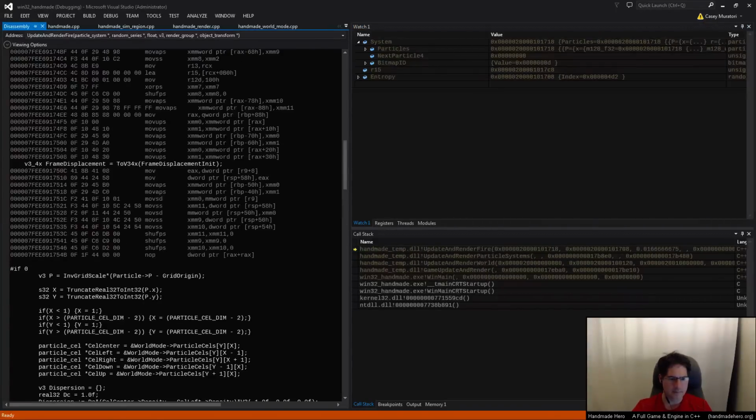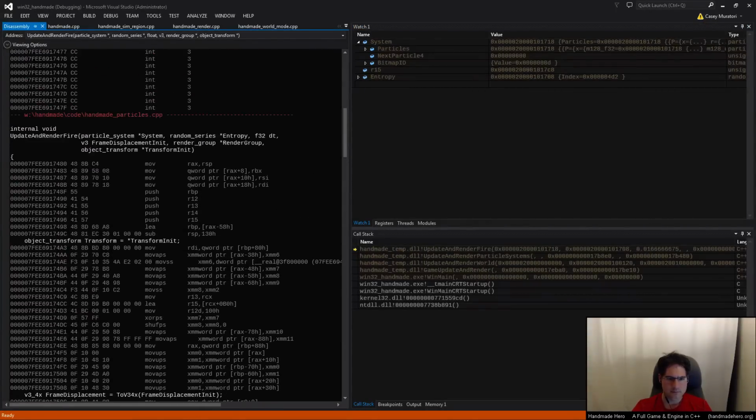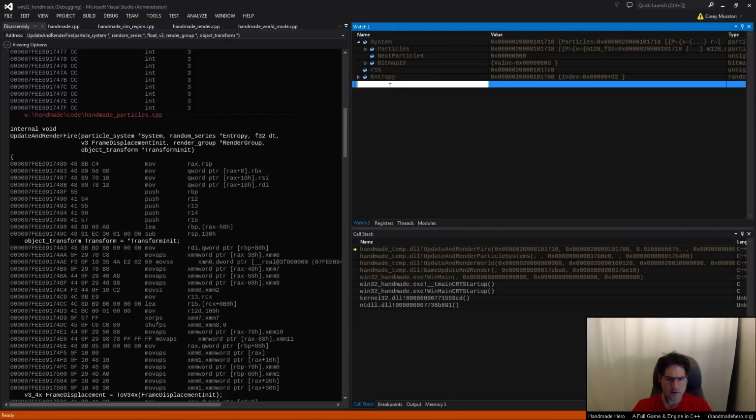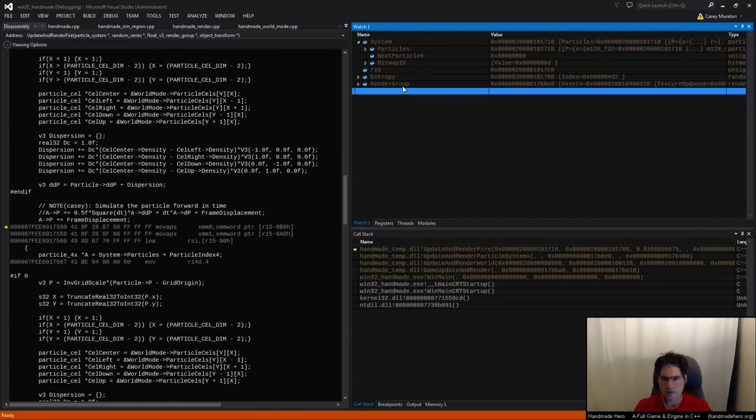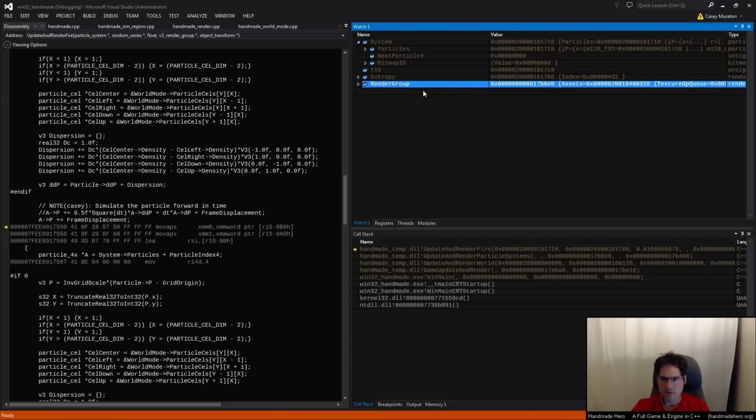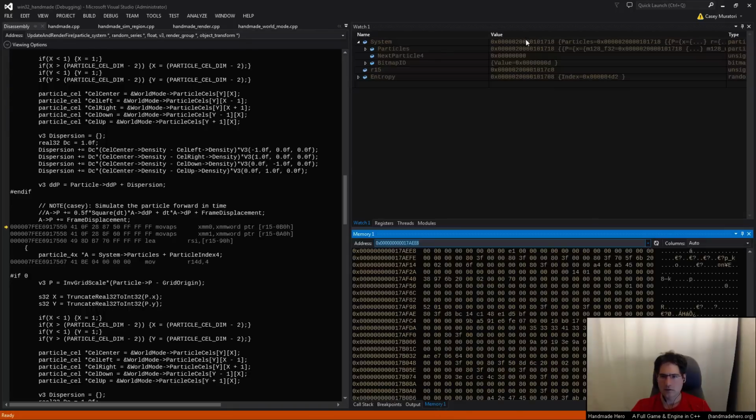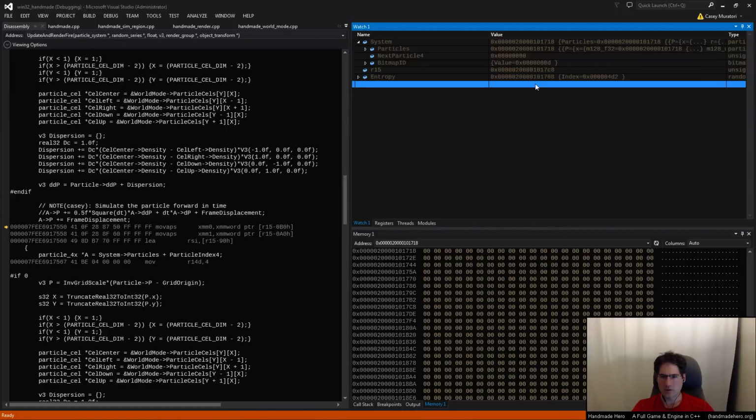Okay, so that's a register. Frame displacement init. What's the render group? So B8. All right, so I'm going to look at the memory here. And that's just a giant wash of nothing. So it looks to me like if it's trying to load out of there, it's probably trying to load that would be the system particles array, you would think.